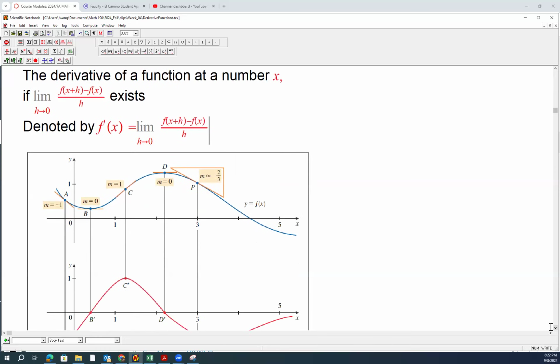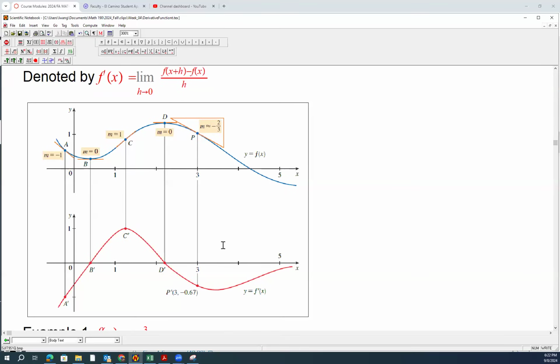Now, what's the relationship between a function and its derivative? Here, as you can see, we have two curves, and one is the function, and one is its derivative. The blue is the function, and the red is the derivative. For the function, you can see it goes down, goes up, plateaus, and goes down.